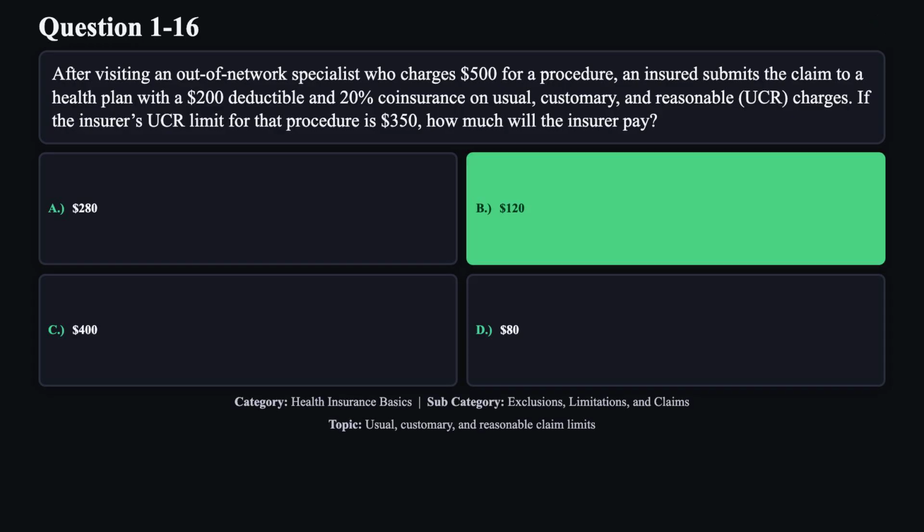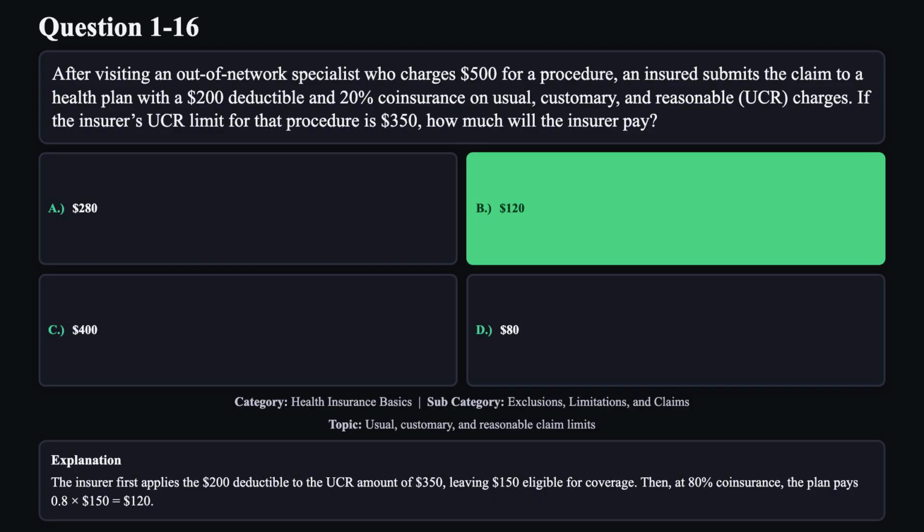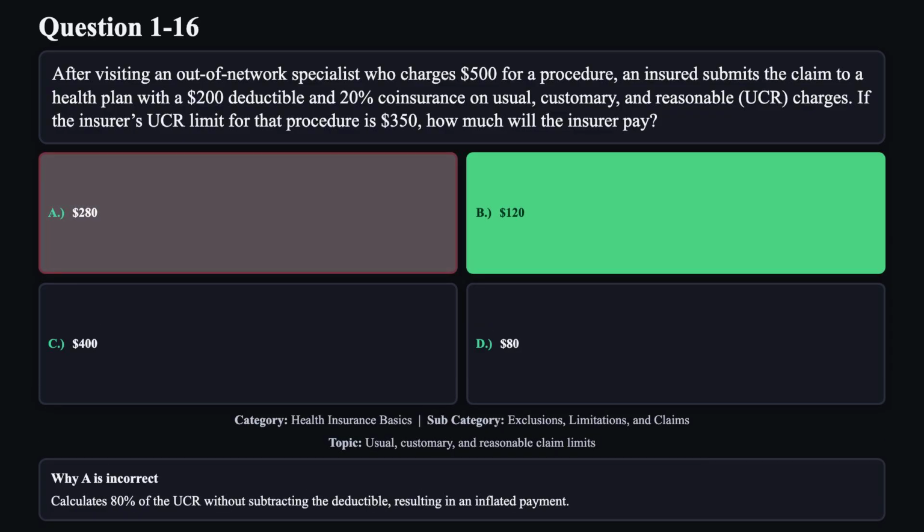The correct answer is B. The insurer first applies the $200 deductible to the UCR amount of $350, leaving $150 eligible for coverage. Then, at 80% coinsurance, the plan pays 0.8 multiplied by $150 equals $120. Reason A is not correct. Calculates 80% of the UCR without subtracting the deductible, resulting in an inflated payment.